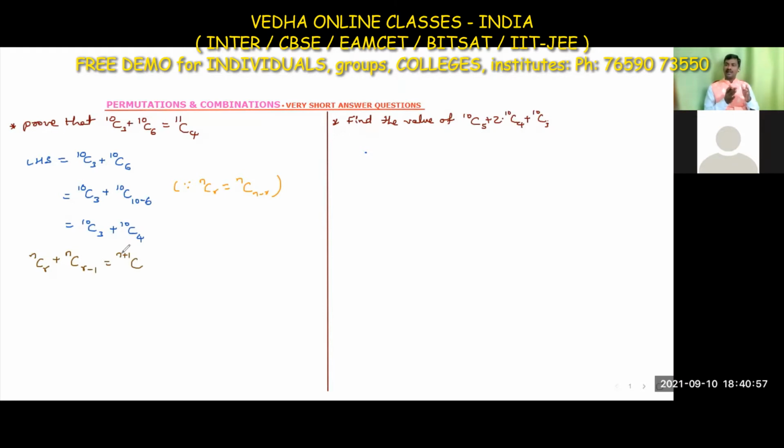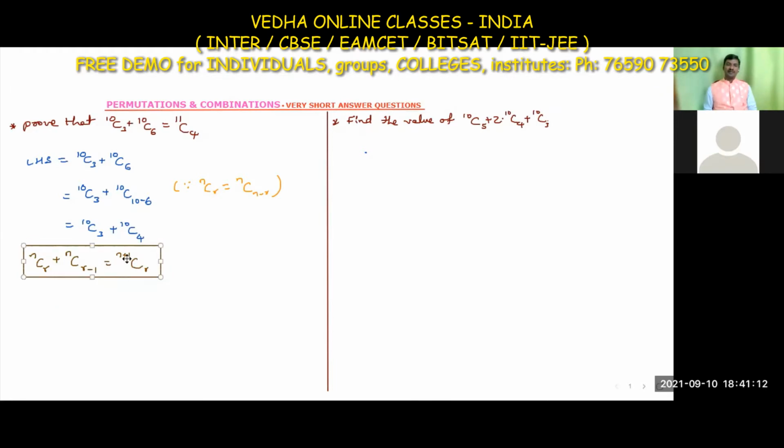What is the bigger value? R is the bigger value. Write the R value here. So (N plus 1)CR. This is the formula here. Understood? Okay. Yes, sir. So now we are going to apply these.